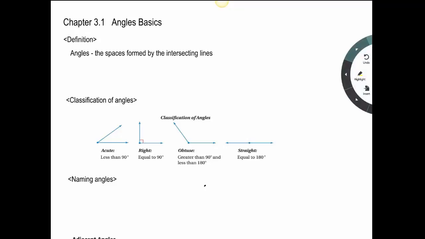Welcome to the first video lesson of chapter 3. In this video you will learn the basics of angles. First we'll go over the definition of angles.